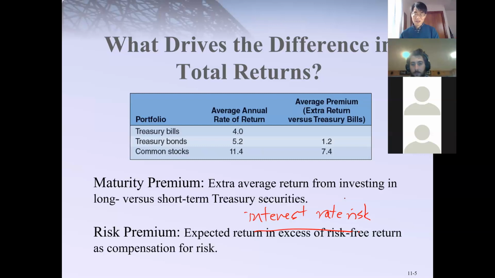Another one is the risk premium, right? What happens if the issuer has financial trouble, right? And so this risk is related to the default risk or the risk related to the possible fluctuations in the price. Okay.